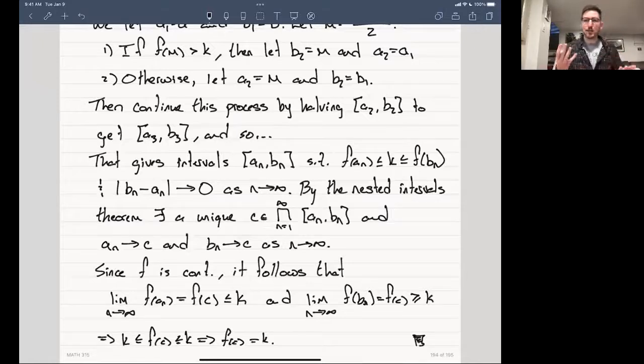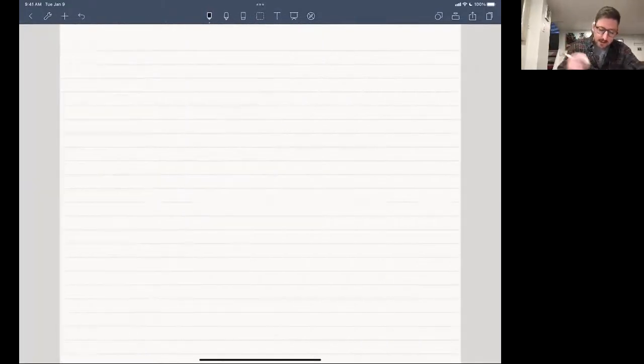So just this interval halving technique, over and over estimating the value of k based on the endpoints of an interval, having them sort of collapse down and saying the limit, that's the point you're looking for. So it's a really nice application of the nested intervals theorem. Let's see some examples though.